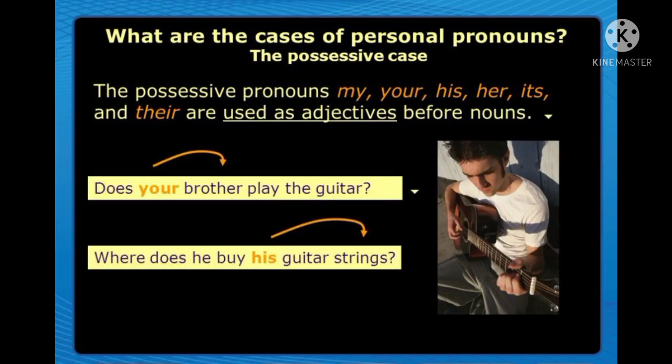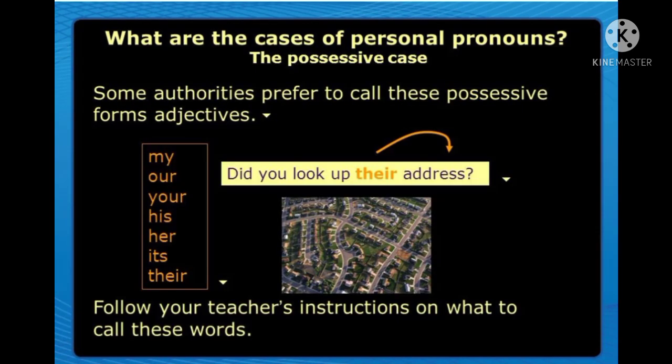The possessive pronouns my, your, his, her, its, and their are used as adjectives before nouns. Example, does your brother play the guitar? Where does he buy his guitar strings? Some authorities prefer to call these possessive forms adjectives. Example, did you look up their address?